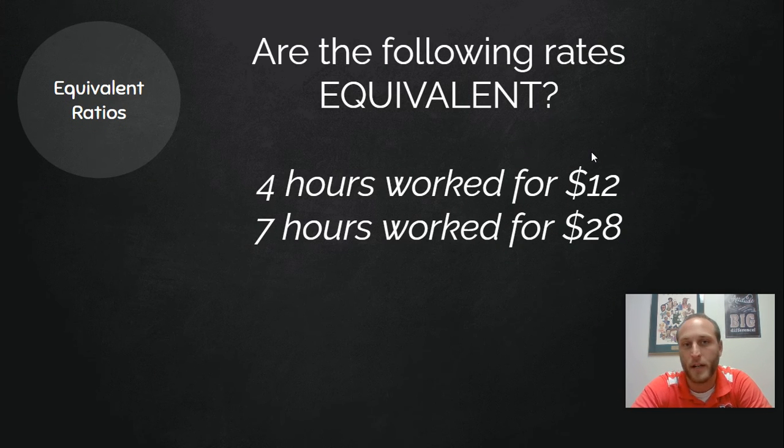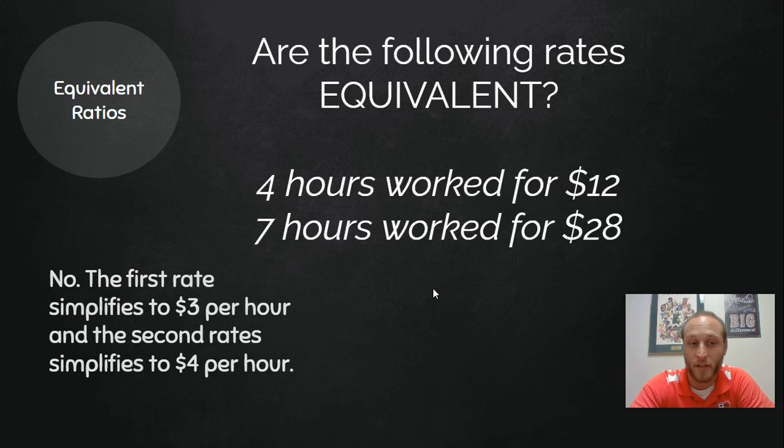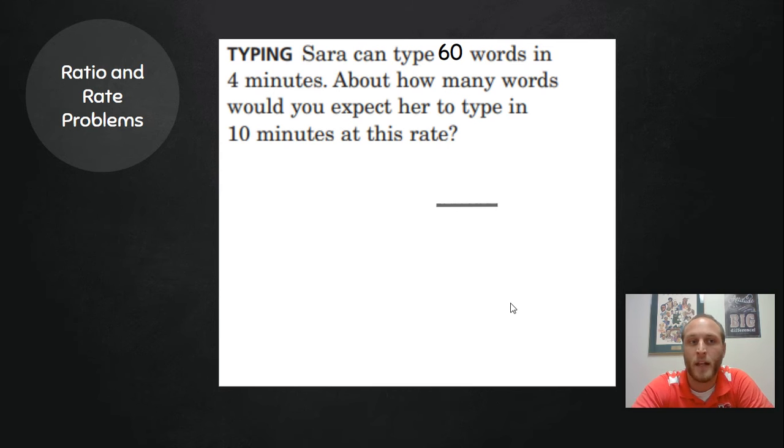So here's your practice problem. Are the following rates equivalent? If you work for 4 hours for $12, and if you work 7 hours and you get $28, are you getting paid the same in both of those situations? Are these rates equivalent? You should have answered no, that they're not, because the first one would work out to be $3 per hour, and the second one would be $4 per hour. So I'm not getting paid the same in both of those situations.